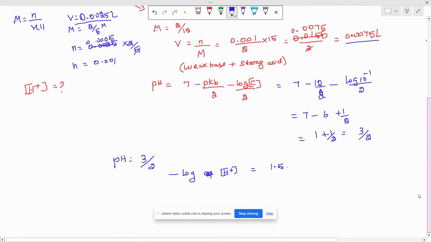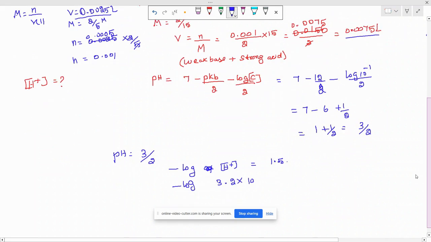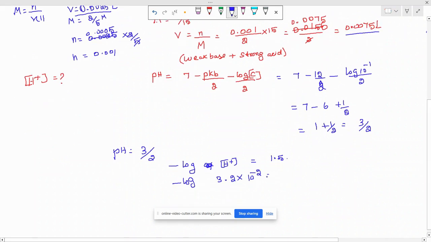3.2. Shall I take that 3.2? Negative logarithm of 3.2 into 10 to the power minus 2, because it's 1.5, that's why I'm going to take it like that. 10 to the power minus 2, because 1.5 means it is related to 2. If the hydrogen ion concentration is 10 to the power minus 2, I will get only 2, right? It will be related to 10 to the power minus 2. That's why I have taken this value.